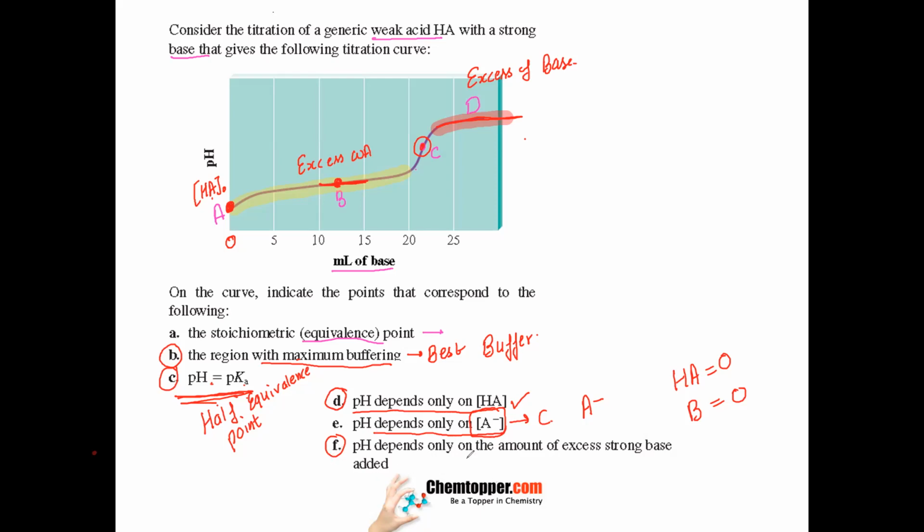What about the answer of this? pH depends on the amount of excess base. It's written on the graph. Where? Which point? Please answer. Dhruv, answer it. Which point on the titration curve indicates that you can determine the pH because of the excess of base?